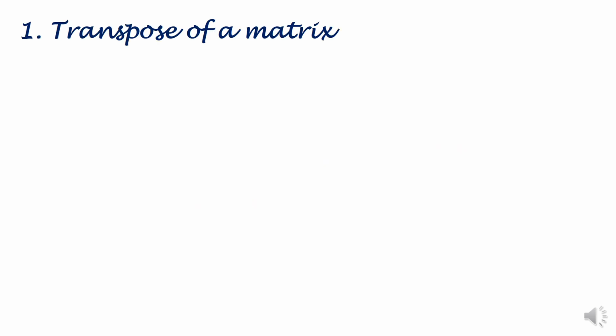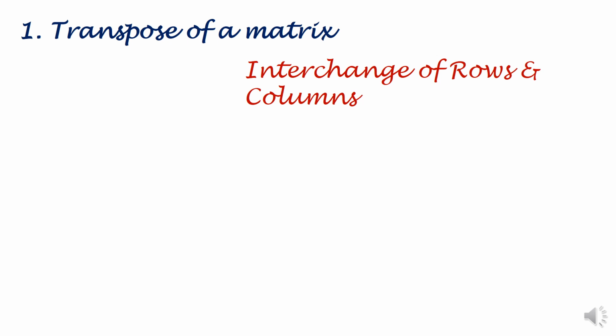What is a transpose of a matrix? The transpose of a matrix is obtained by interchanging the rows and columns of the given matrix. Let us see an example here. Suppose A is a matrix. Just think about the order of A. You see that A contains 3 rows and 2 columns. Thus, the order of A is 3 by 2.